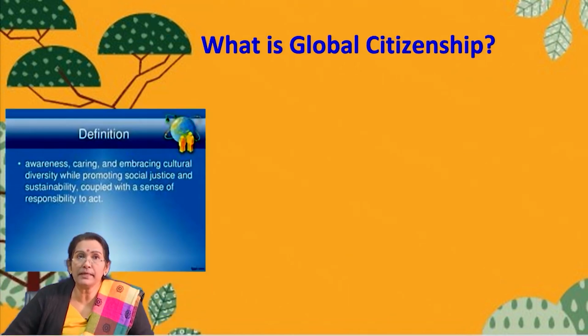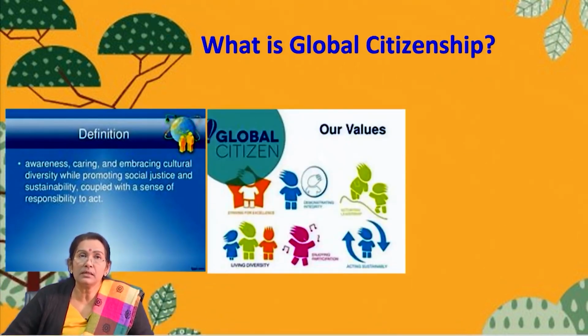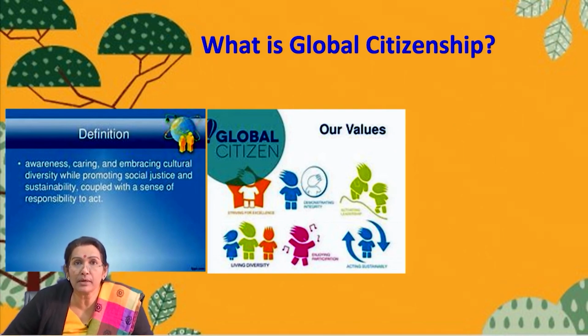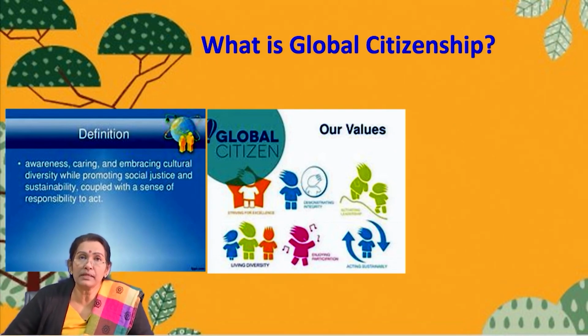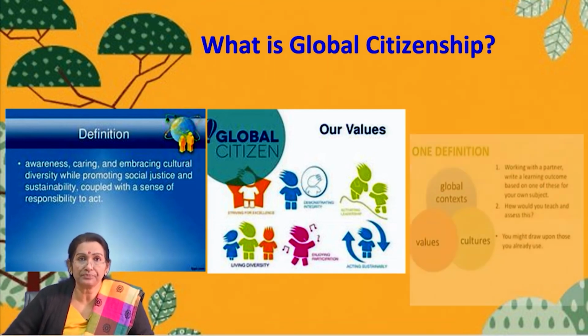To explain it further, we can see some of these definitions, some images, of what our values will be. We are supposed to carry these global universal values, ethics. Being a global citizen, we need to acquire these values, ethics and morals, and we must have global awareness. We must have a caring and sharing attitude and behavior. We must embrace cultural diversity. We must promote social justice, sustainability, equality, and we must possess a sense of responsibility to act and behave like a global citizen.